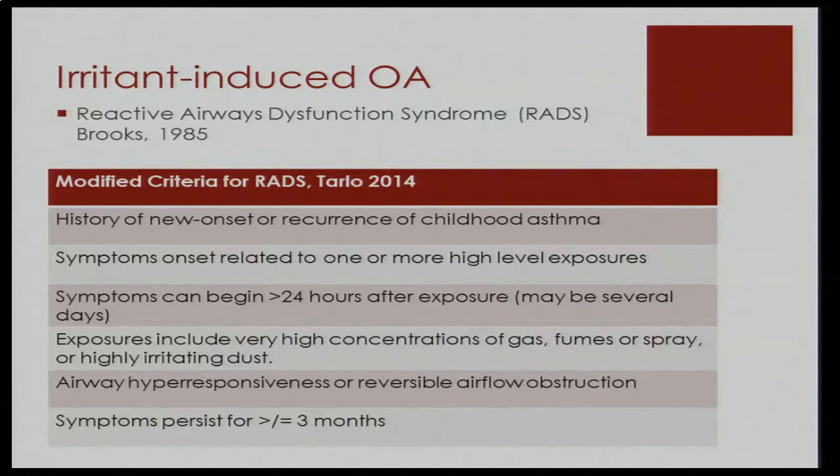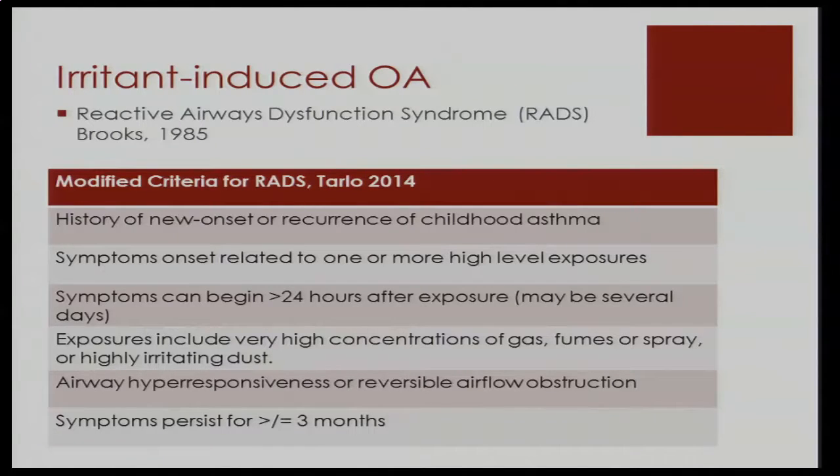And her criteria was that the workers should have new onset asthma or recurrence of childhood asthma, so don't have active asthma at the time of the exposure. And the symptoms relate to one or more high-level exposures, whereas previously it was very much after one high-level incident, whereas now it can be more than one exposure that may induce the onset of symptoms. And symptoms can begin greater than 24 hours after exposure. That was one of the other really strict criteria, that you had to present to an emergency department or for emergency care within 24 hours of the exposure. So it may have onset of symptoms within a few days of that exposure.